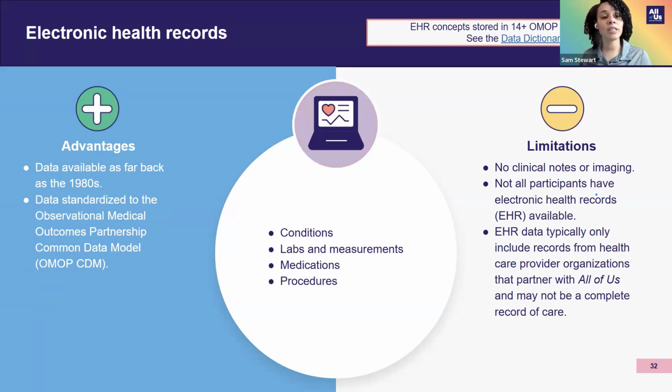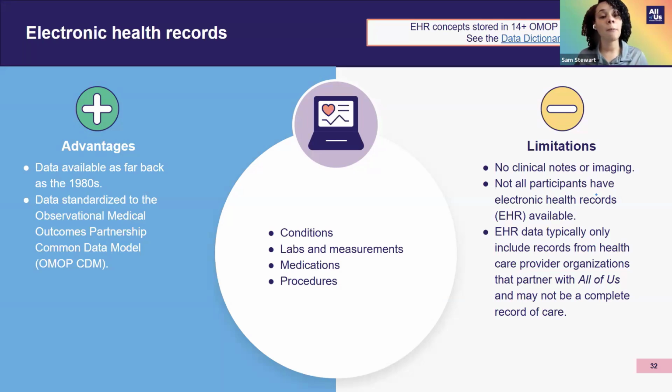The electronic health record data is one of our most popular data types available on the Researcher Workbench. So at the time of enrollment, participants can also consent to allow all of us access to their EHR. Now, I want to denote something here. Consent to the All of Us research program is not synonymous with consent to allow EHR sharing. So they'll have consent to the program and then consent to EHR sharing.